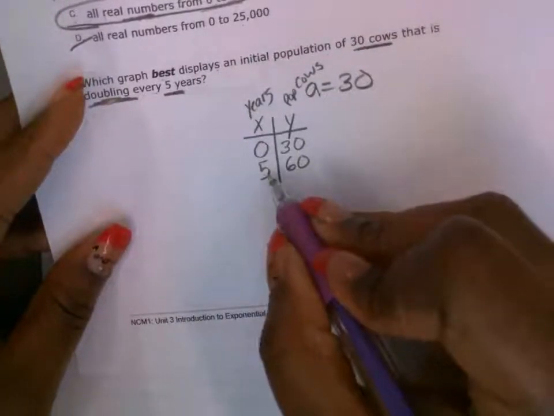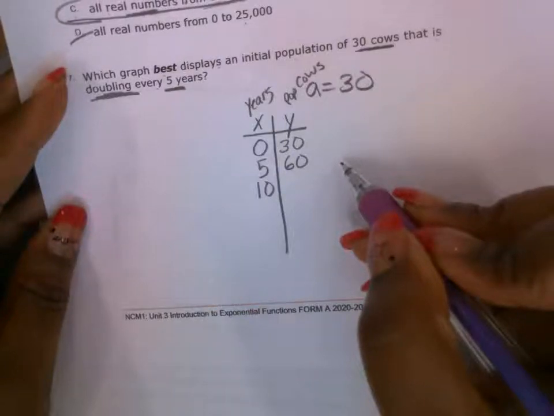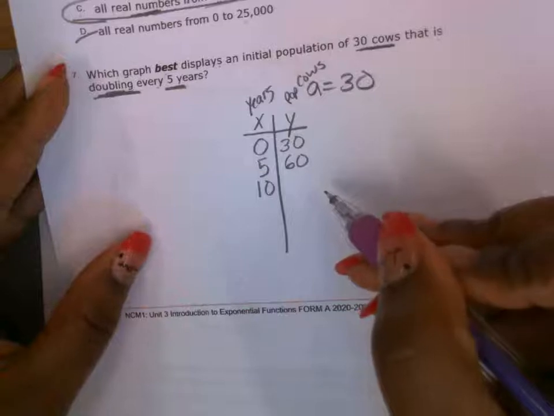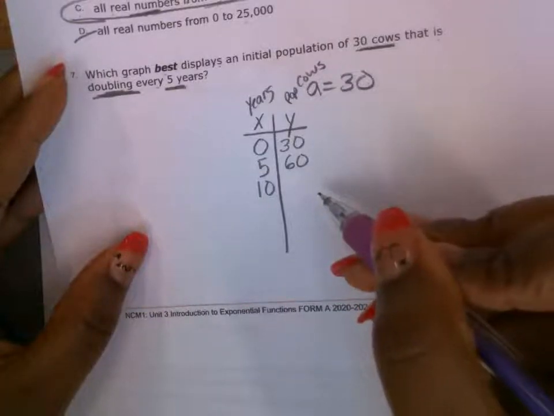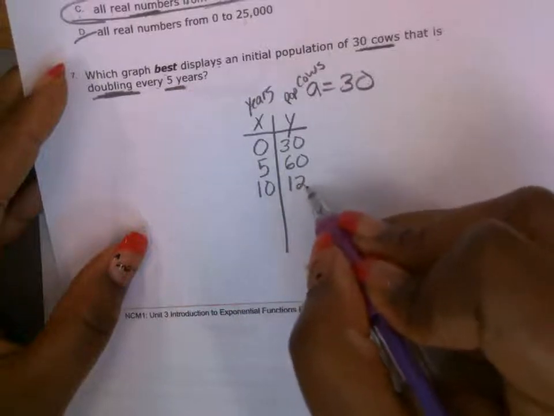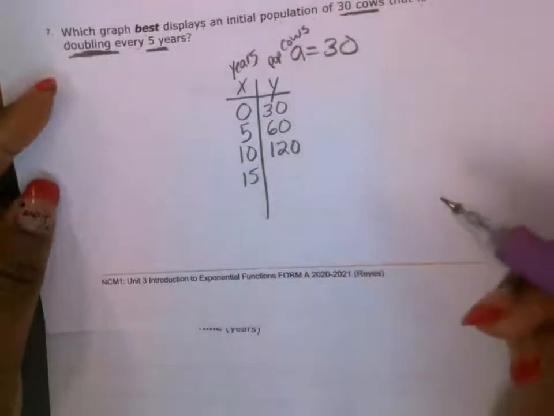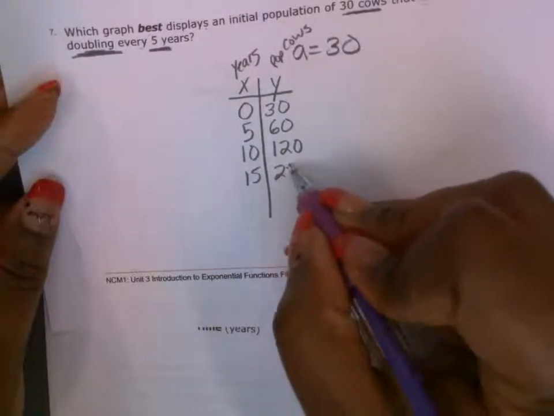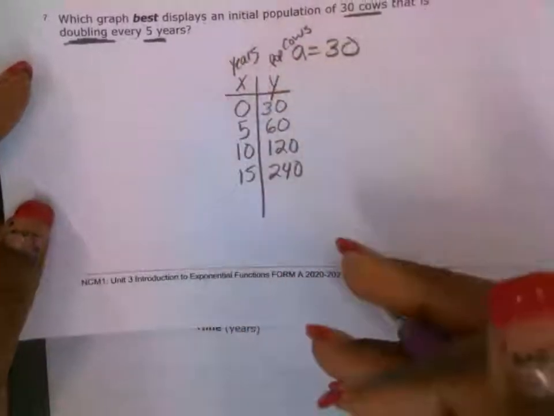Okay. And then we got another 5 years is 10. What does that give us? Doubles. What's that going to give us? How many cows? 120. Okay. And then another 5 years is 15. What does that give us? 240. Okay. So we're looking for a graph that kind of can illustrate that.